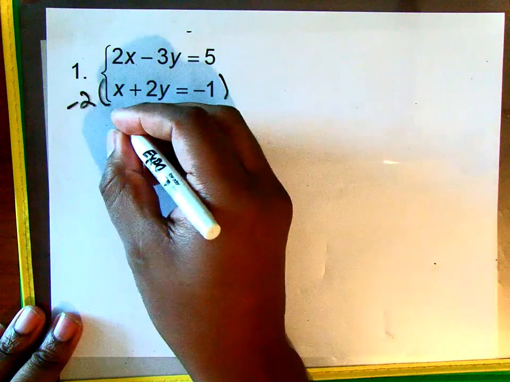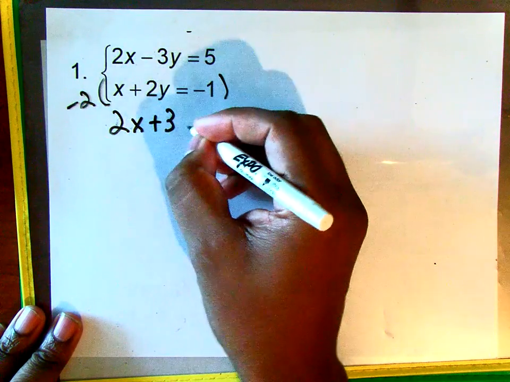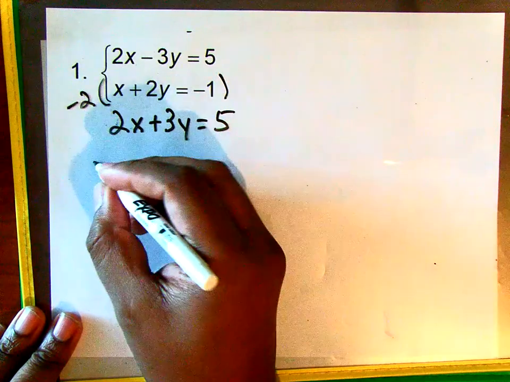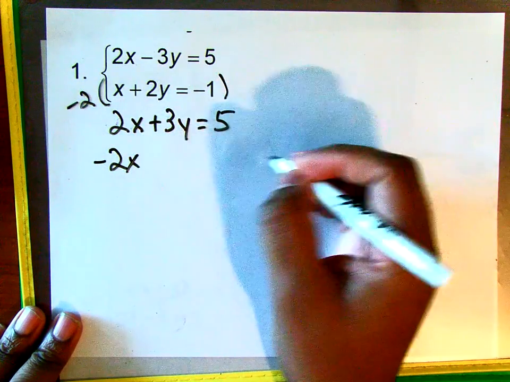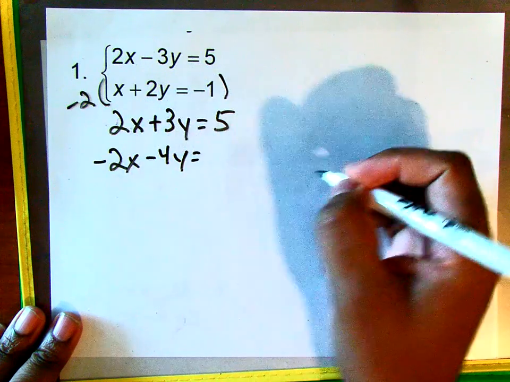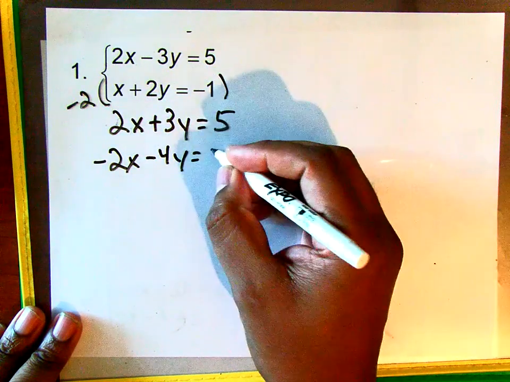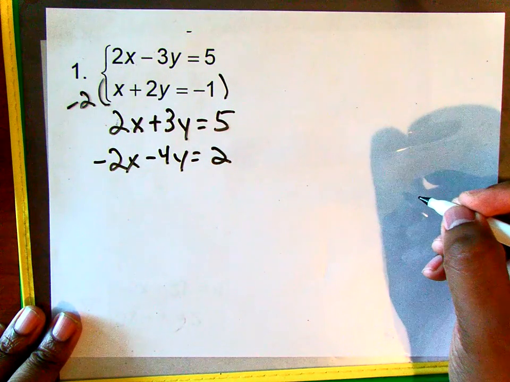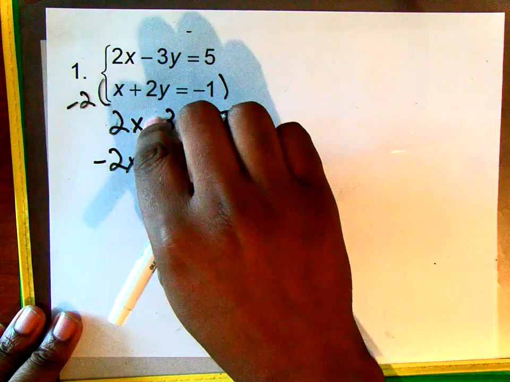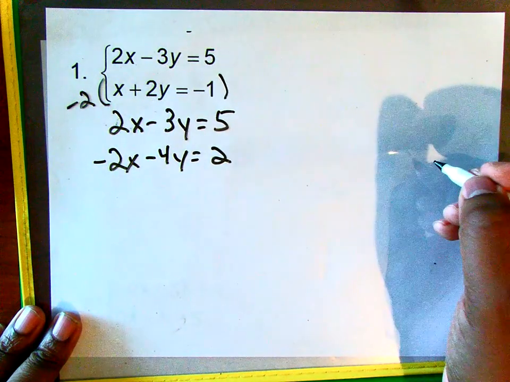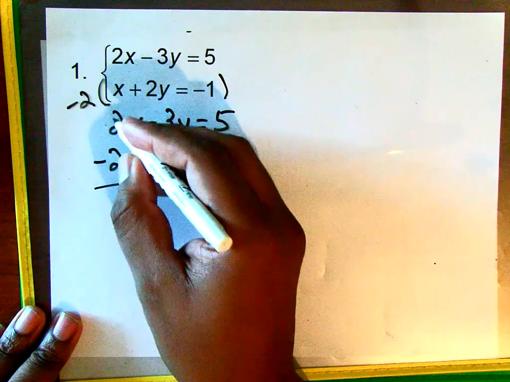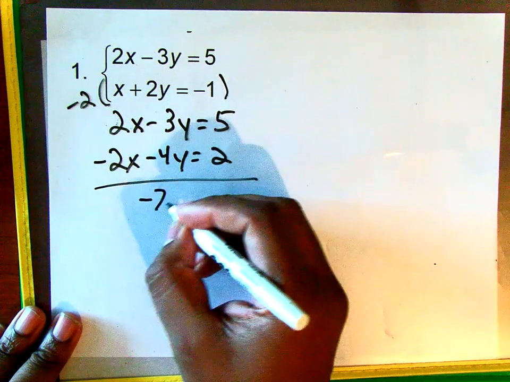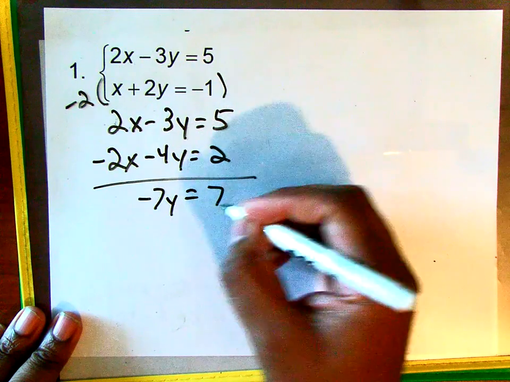So I'm going to rewrite that first equation. That's going to give me 2x plus 3y is equal to 5. And then distribute this -2 so that I get -2x, -4y, and +2. And this should be negative. All right, now I'm going to go ahead and add and eliminate the x term, leaving me with a -7y and a +7.